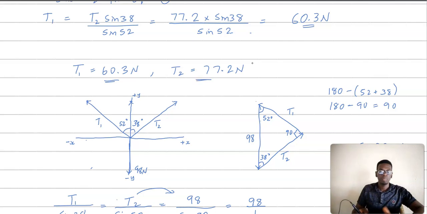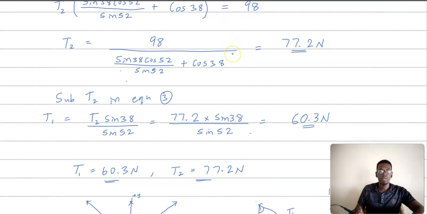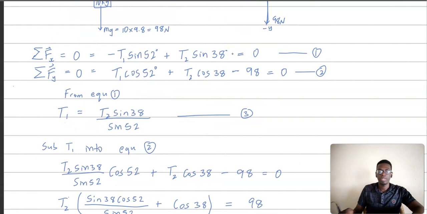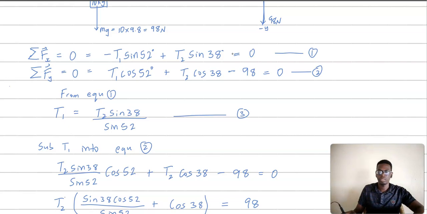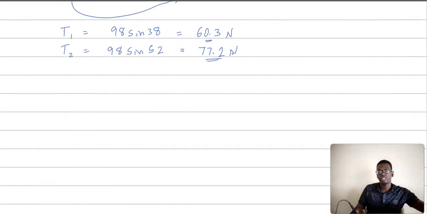So when we come to summing vectors, we can use any suitable method and we end up with the same answer. Even in the first case, where we have a system of linear equations, we also have different methods for solving a system of linear equations, and we can solve using any suitable method. Okay, so that's that for the first example. Our result is T1 equal to 60.3 Newton and T2 equal to 77.2 Newton. Let's move to the next example.